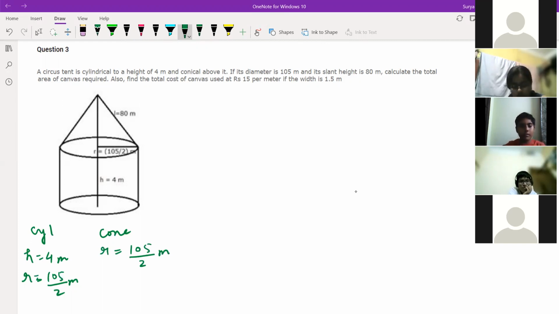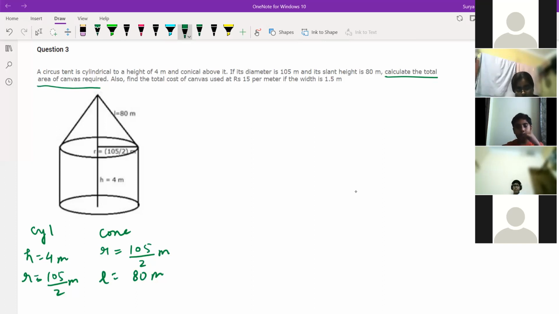Yes, sir. And slant height is 80. So l is given 80 meters. Calculate the total area of the canvas required. See, area of the canvas required, it means that you have to find the area of what? Means total surface. CSA of cylinder plus TSA of cone. Why not TSA of cylinder? Sir, because they're sharing a base.